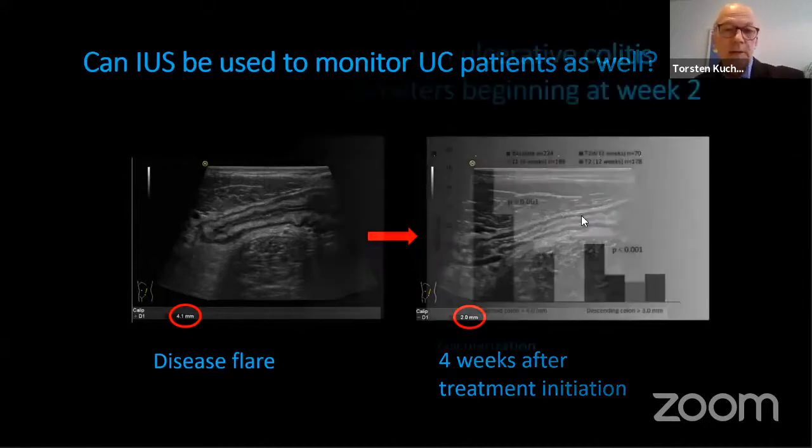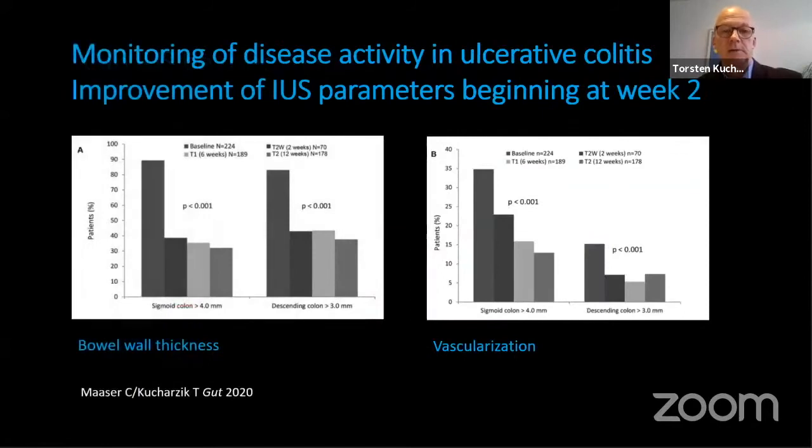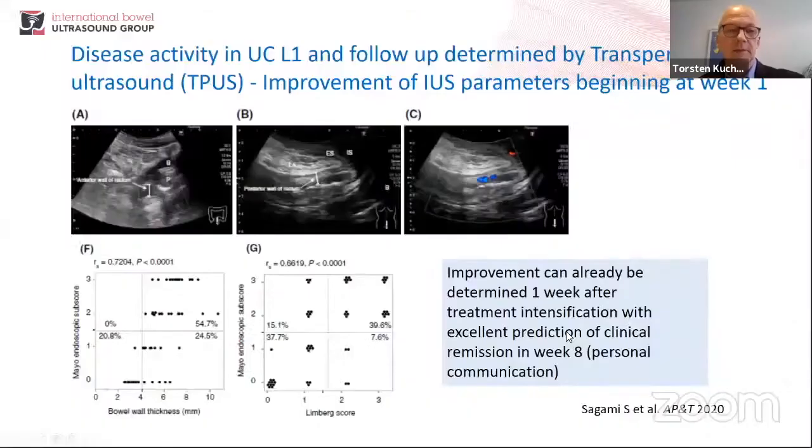We analyzed this in a larger cohort in patients with ulcerative colitis in 222 patients at 40 centers in Germany, and evaluated bowel wall thickness and vascularization and other parameters. And we saw that in a high percent of patients, we saw abnormalities in the bowel wall, which went back to normal very quickly. So after 2 weeks, there's a highly significant proportion of patients which has a normalization of the bowel wall as well as the vascularization in this population. So it appears to be that it can be used in ulcerative colitis as well.